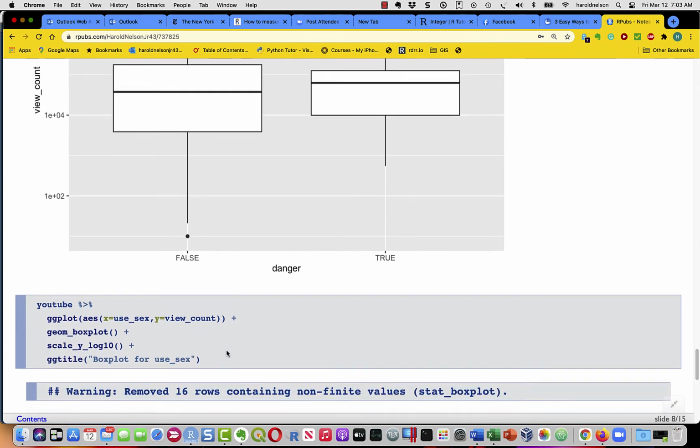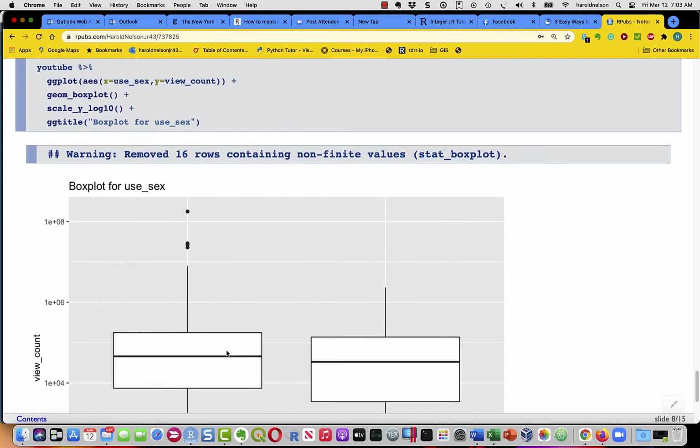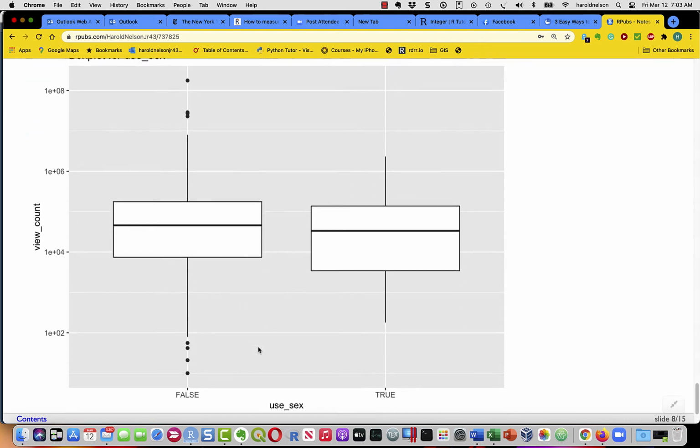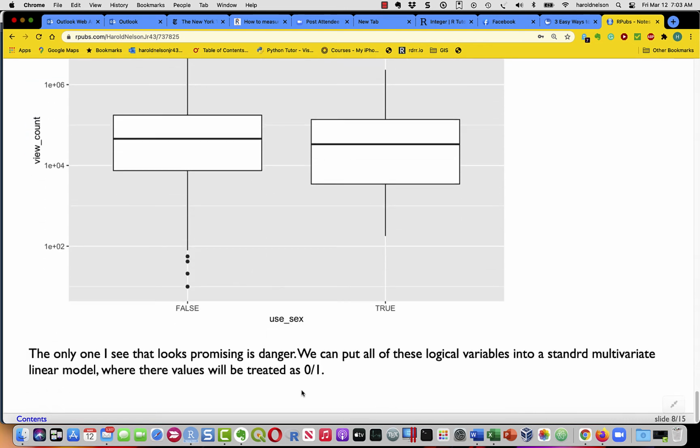Sex always sells, right? Doesn't look like it. Looks like the median view count for things involving sex is even below the median view count for things that don't involve sex. So the only thing I saw that looks kind of promising is danger.